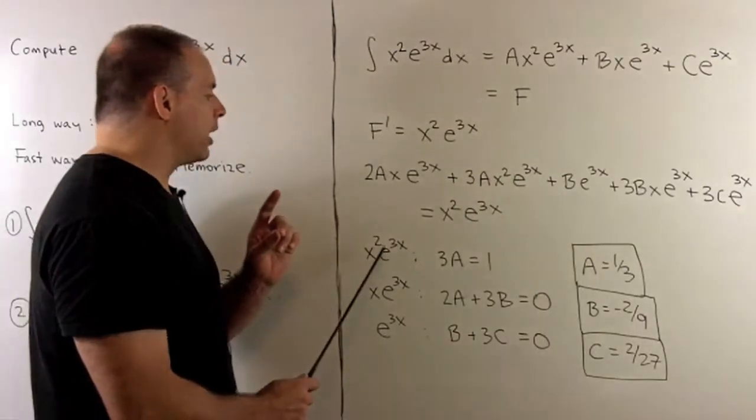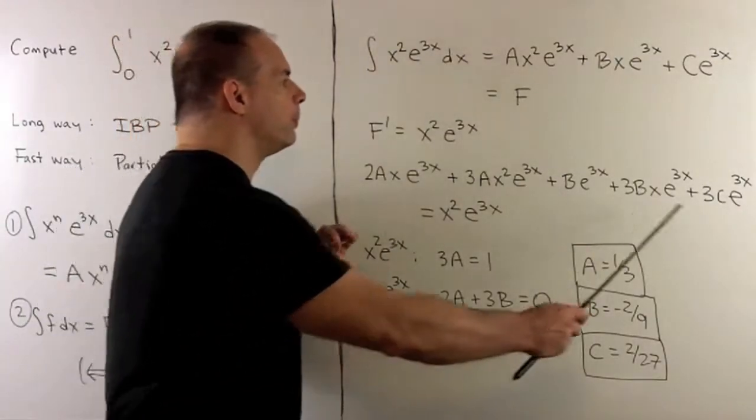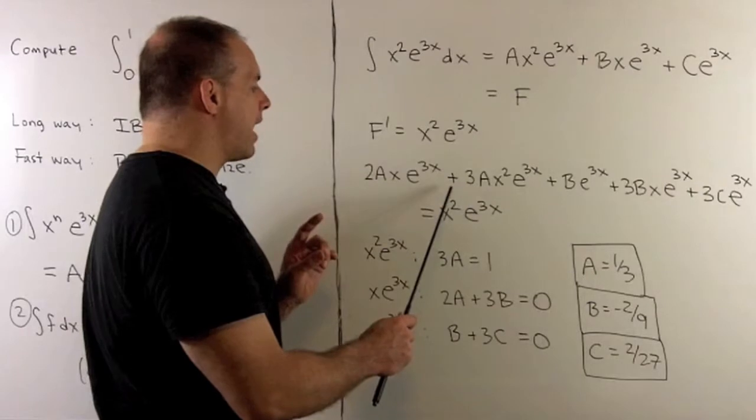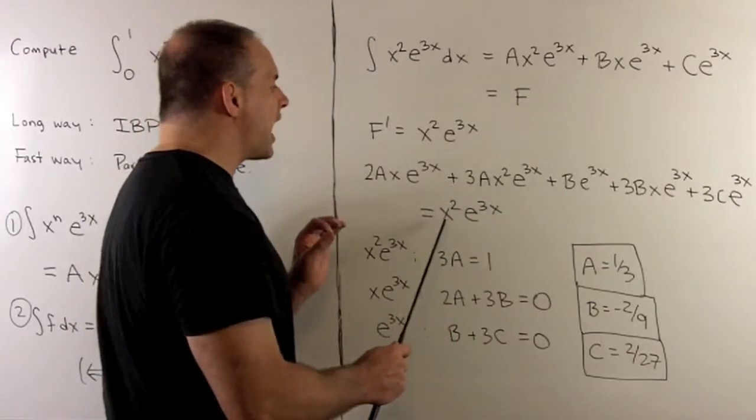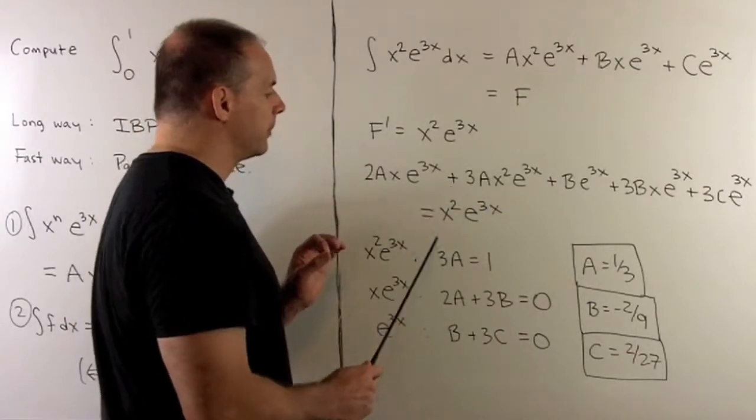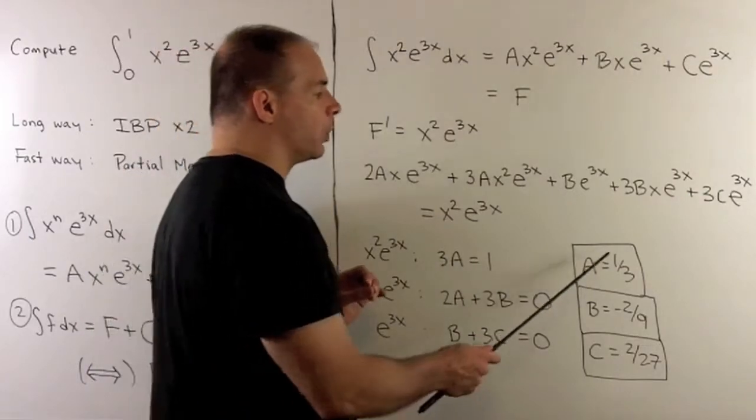So, for x squared e to the 3x, we go through. On the left side, we'll have 3a. On the right side, the coefficient here is going to be a 1. So I have 3a equals 1, or a is equal to 1/3.